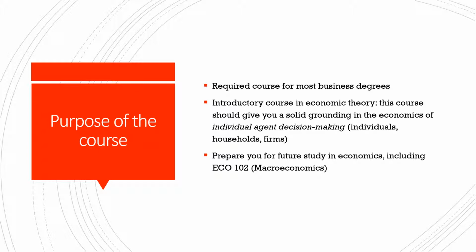So what we mean by individual agents are individuals like people, also households like groups of people, and firms. So microeconomics is a study of individual decision making. A future course that you will take later in your college career is Economics 102, Macroeconomics, which is the study of larger decision making. So for example, how entire countries decide how to allocate resources.